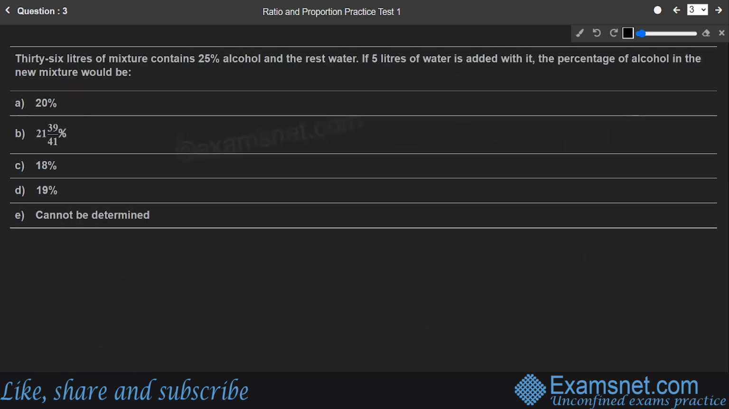Now, the next question is: 36 liters of mixture contains 25% alcohol and the rest water. So there is a mixture. The total quantity of mixture is 36 liters and it contains 25% alcohol and the rest water. So how much water would have been there? If 25% is alcohol, the water would have been 100 minus 25, that is 75% water quantity. Okay. So this is the composition. So we can find out the real volume of water and alcohol in the mixture. The ratio of 25% is to 75%, either we can do it by percentage or we can directly calculate in terms of ratio. So let us do it in percentage only.